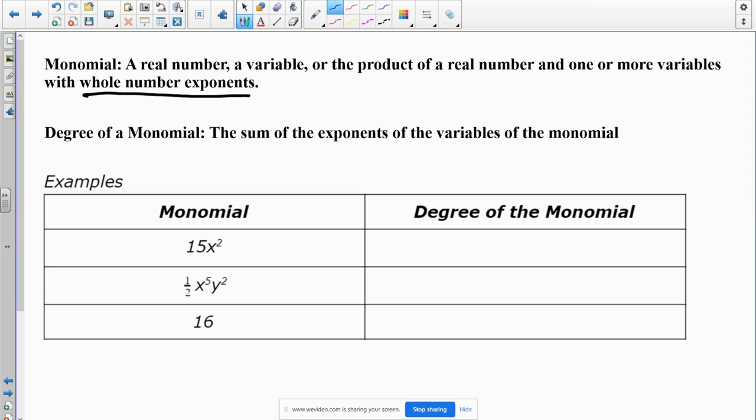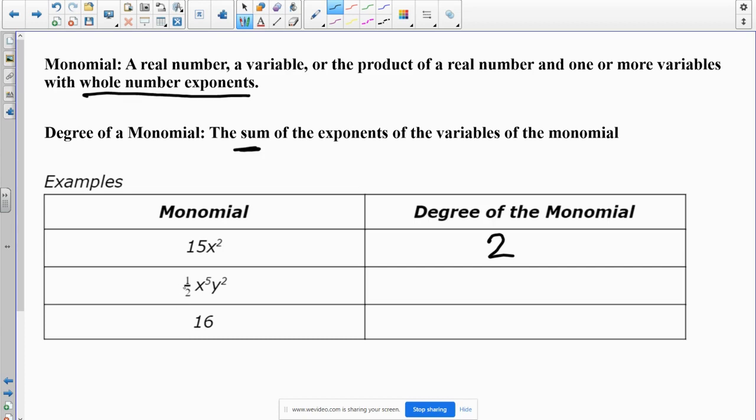The degree of a monomial is the sum, which means addition, of the exponents of the variables of that monomial. So it's the sum of them. Let's look at a couple of examples. I have a real number and one variable, 15x to the second. What is the degree of my monomial? Well, the exponent is 2, so my degree is 2.